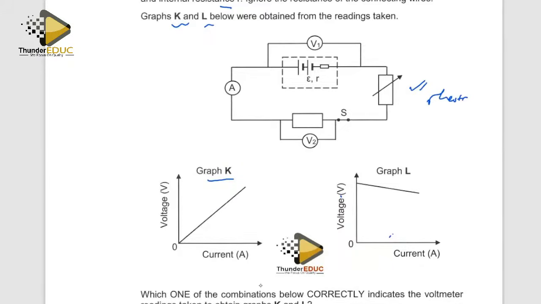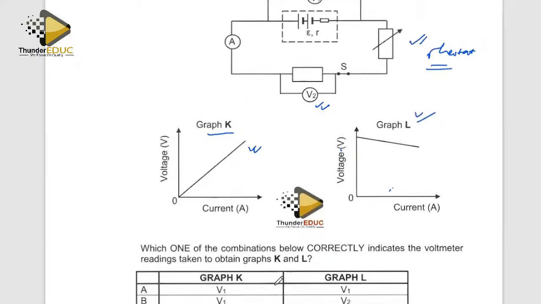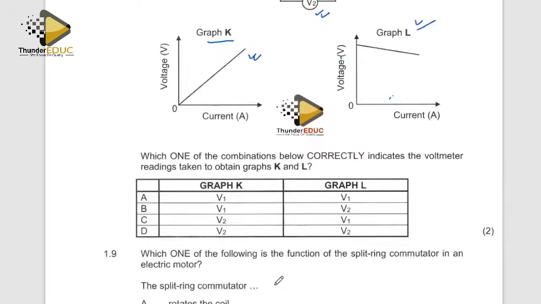Now, with the rheostat, the resistance is not constant, it keeps on changing. So the voltage V2 should represent Ohm's law, and the voltage V1 must be represented by graph L. That's my understanding of this. So V1 is L, and V2 is K. So I'll go with C. I don't know what the masses have to say about that.